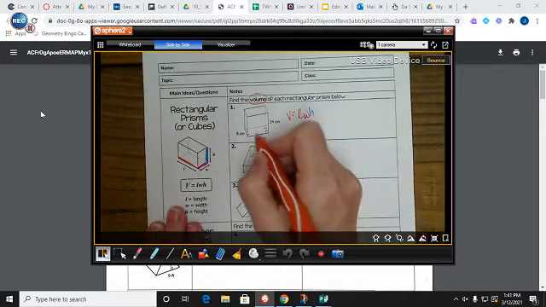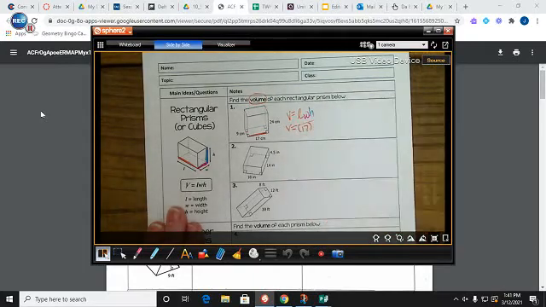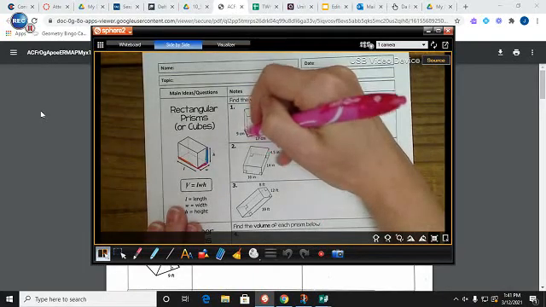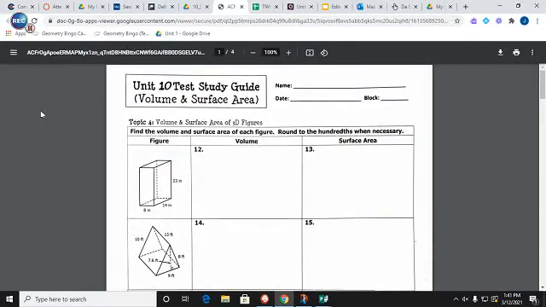So I think I'll make my length be 17. So my volume will be 17 times, I think I'll make my width be the 9. And the height will be the one that appears to be standing up. So I'll call that one 24. And so when I put all of those together, that's going to end up getting me my volume of 3672 cubic centimeters.